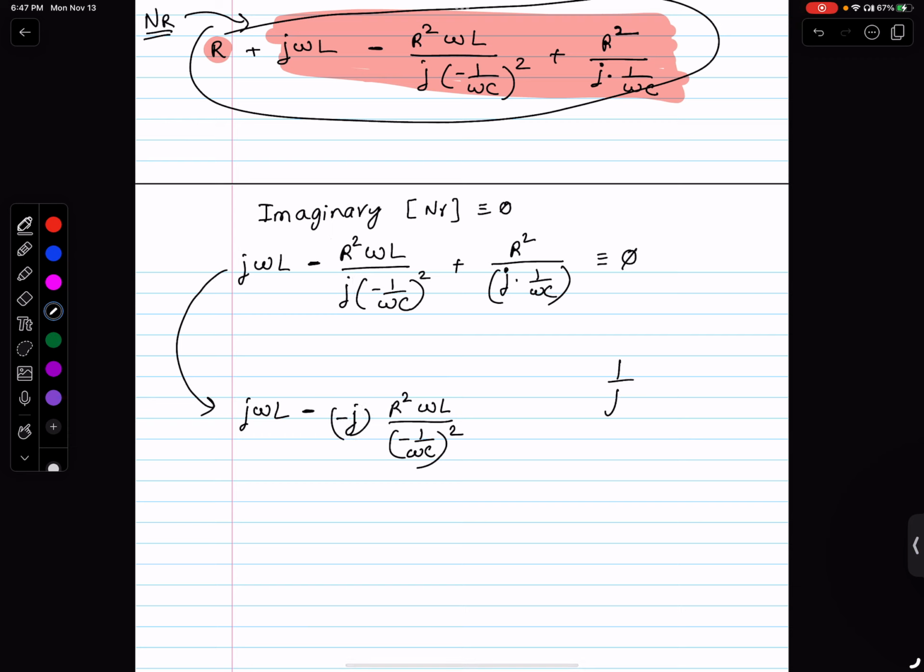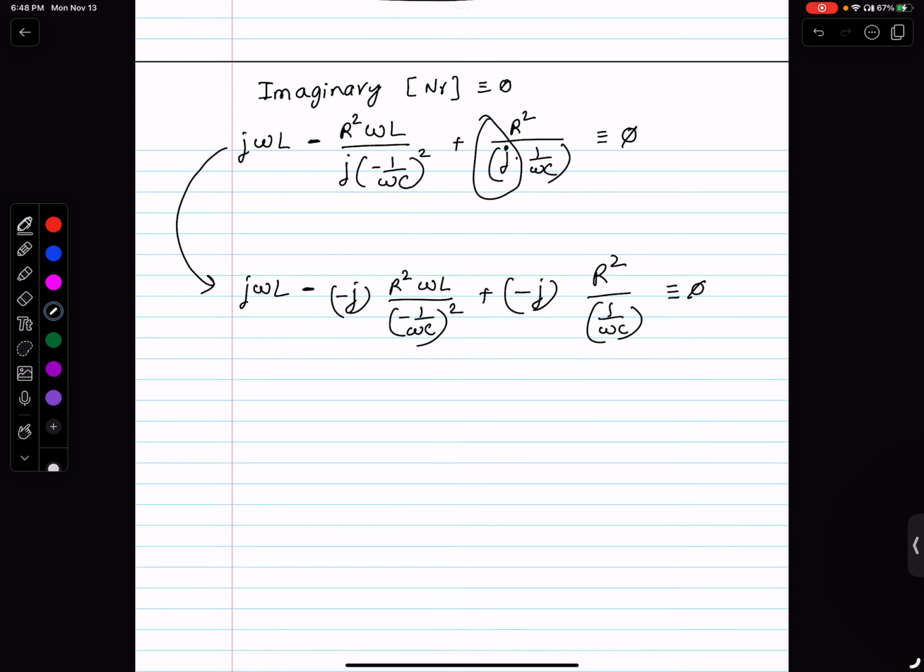Because 1 over j, I can write it as j squared, which is negative 1, multiplied by negative over j. So I have negative j equals 1 over j, okay? Because j squared equals negative 1. So I have simply taken the j to the numerator side. The same here as well. Plus this 1 over j, I'm going to write this as negative j. The rest is all R squared by 1 over omega C. All of this equals 0.